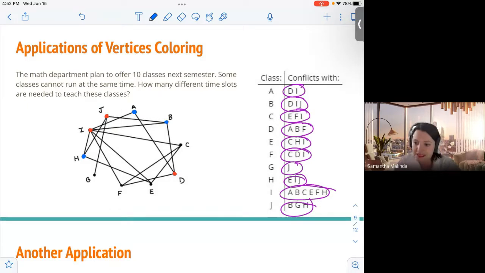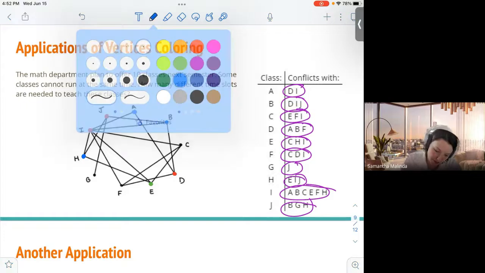Oh, E's our different one. E is connected to H and I, which are blue and red, and we don't have any other colors to duplicate. So E is going to have to be its own color. C is connected to a red and a green, but not connected to a blue. So let's make that a blue.